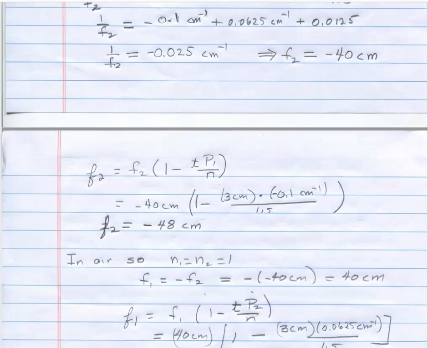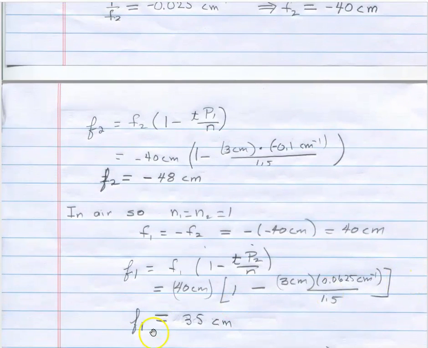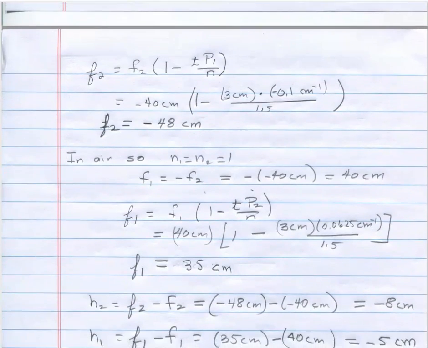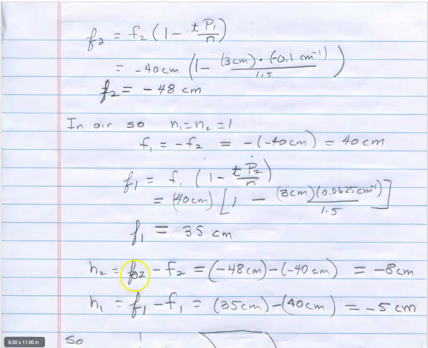And once we have it, then we can likewise compute the front focal length, FFL. And that's just with this F1, 40 centimeters. This is P2, so we use it. T is 3. And we get 35 centimeters. From those, we can compute H1 and H2. Remember, H2, the back one, is the BFL, back focal length, minus the focal length F2. And script F2 was minus 48, and F2 was minus 40, minus a minus gives us a minus 8.